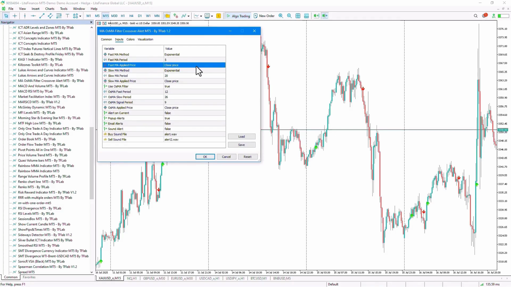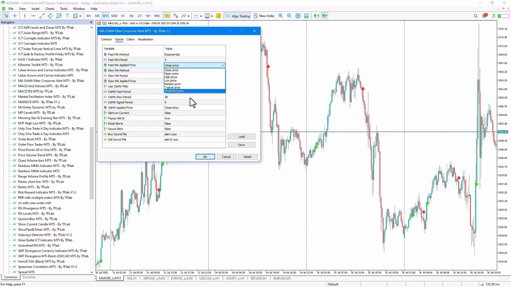In the next option, we can set the calculation type for the fast-moving average. By default, it is set to the closing price, but we can choose from options like closing price, opening price, highest price, lowest price, and other available choices here.